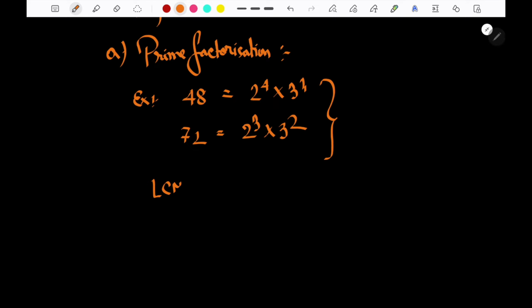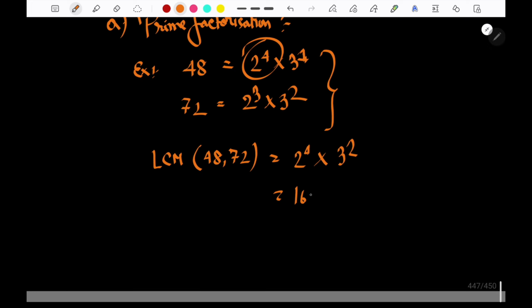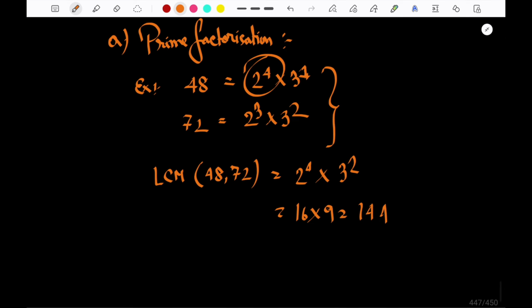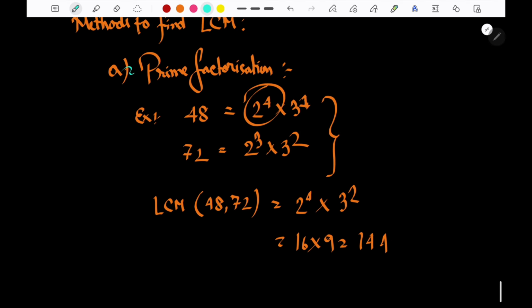Now LCM of 48, 72 will be chosen amongst the highest powers. Which is the highest power? 2 to the power 4, and this was 3 to the power 1 and 3 to the power 2, so 3 to the power 2 is the highest one. So 16 into 9, that is equal to 144. Done. This is the prime factorization method, and that is the only way we will use; instead of writing all the methods, we can use the prime factorization method. This will be easy.